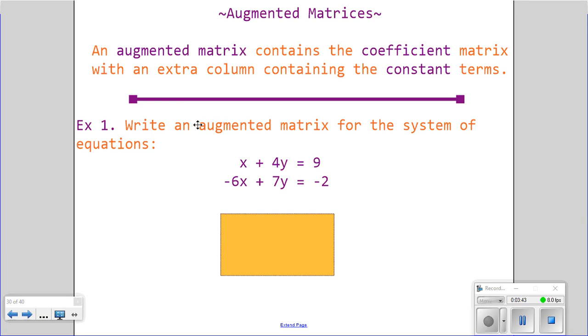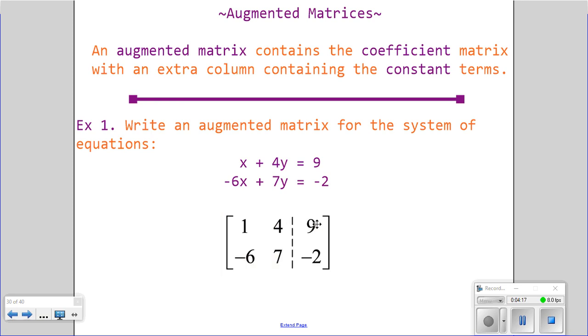So in our first example, it wants us just to simply write the augmented matrix for this system. So that means take all the numbers in front of each variable and take them away from the variable, as well as the constant, whatever comes after the equal sign. Make sure your equations are always written in alpha order or standard form first, and then write your augmented matrix. So this one would look like so.